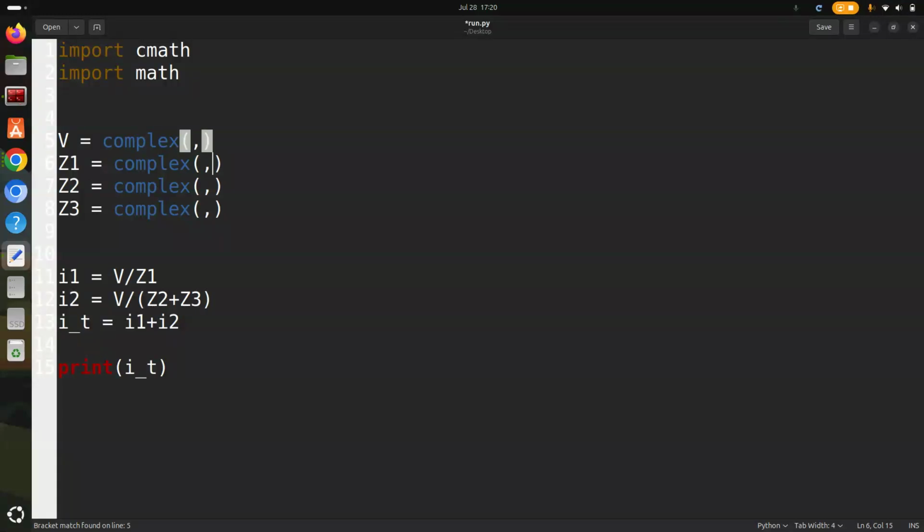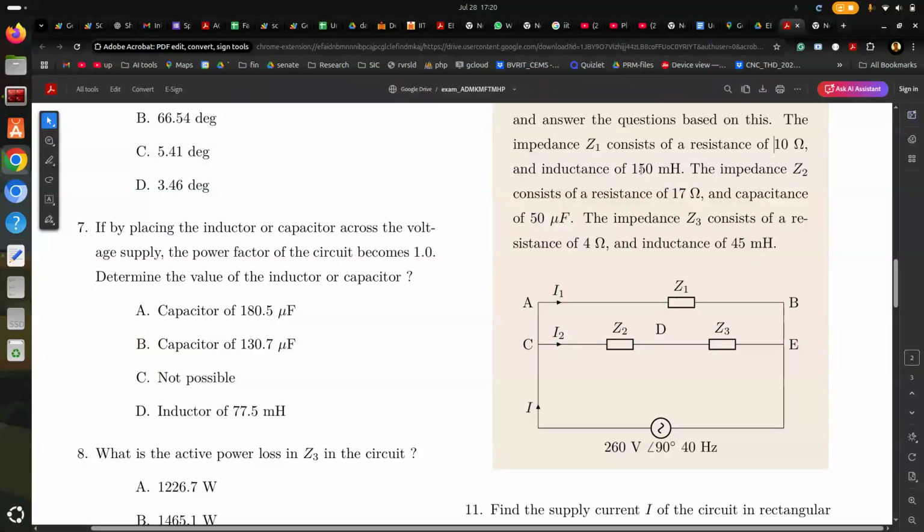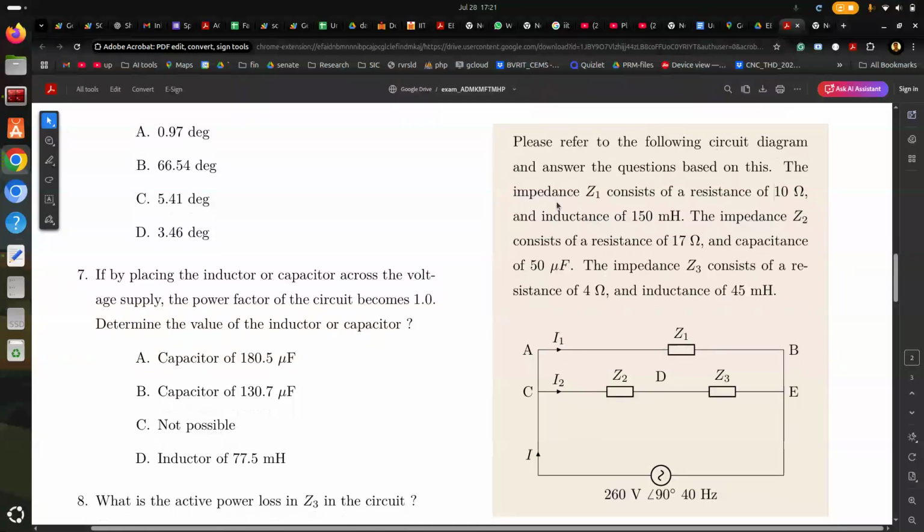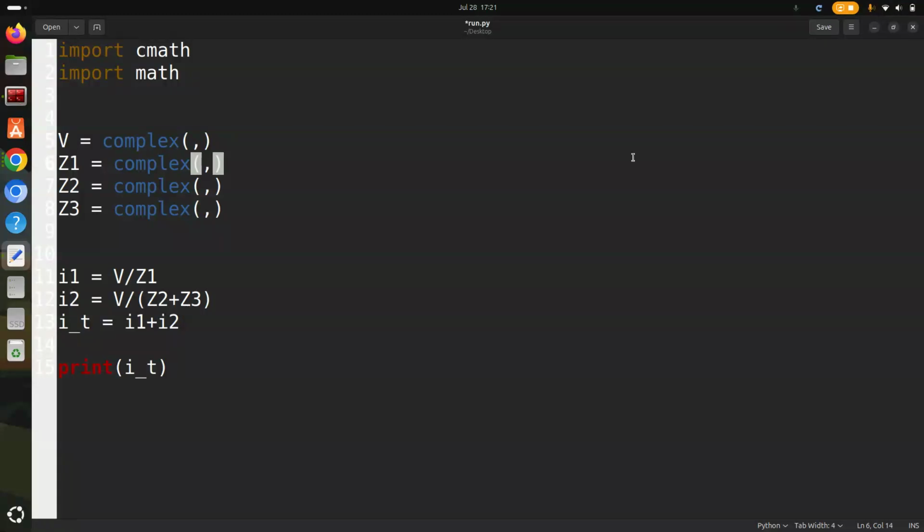So let's worry about Z1 first. What is the first impedance? You see the second line on the screen at the top. Actually, it's the third line. The impedance Z1 consists of resistance of 10 ohms, inductance of 150 millihenries. So resistance of 10 ohms. The real component of Z1 is 10.